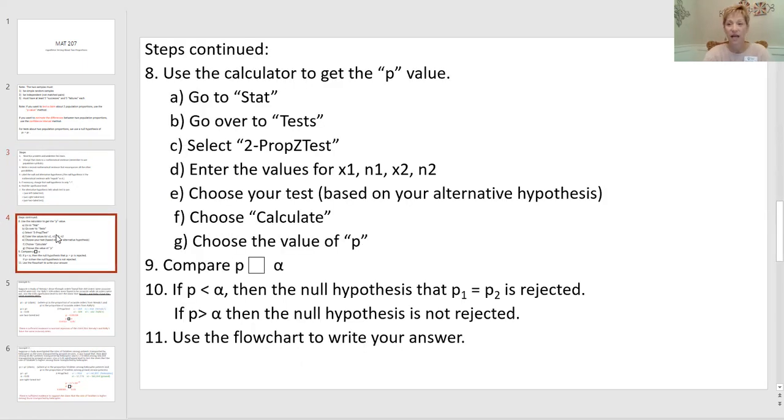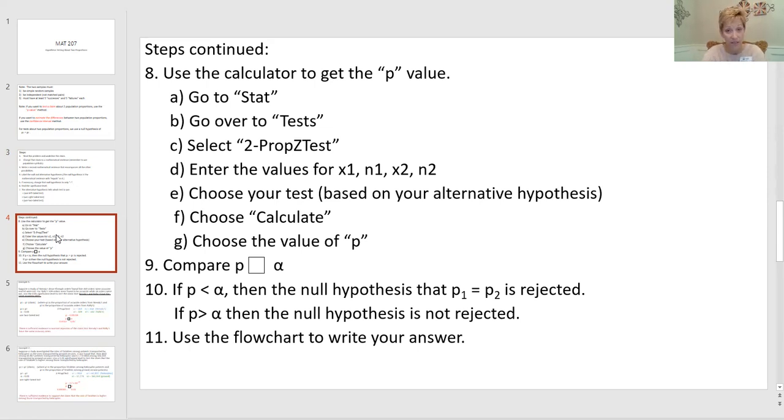Right, now that you've got those 7 steps, just kind of keep going on steps 8 through 11. All right, 8 is a little different because remember, that's the calculator step. So just like before, you're going to be looking for a probability. So you're going to go back to stat like you did before. You're going to go to test like you did before.